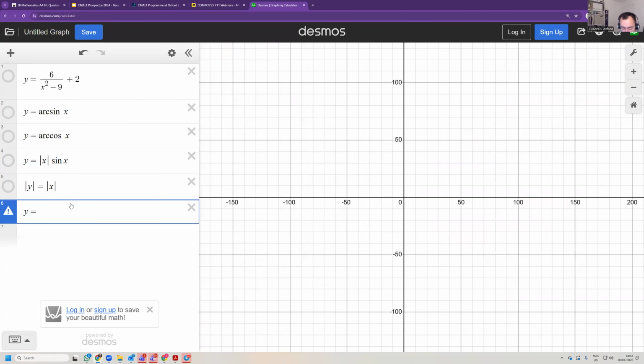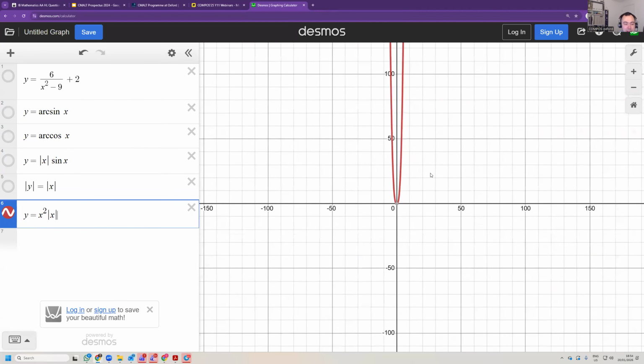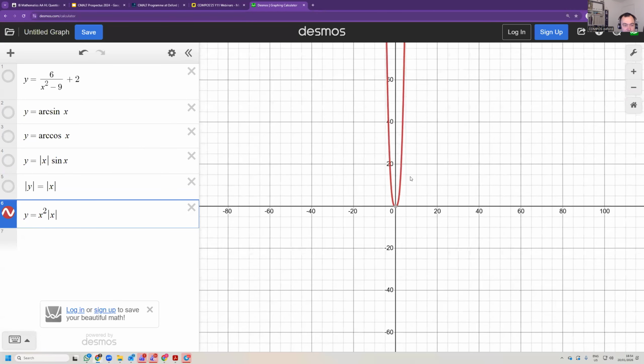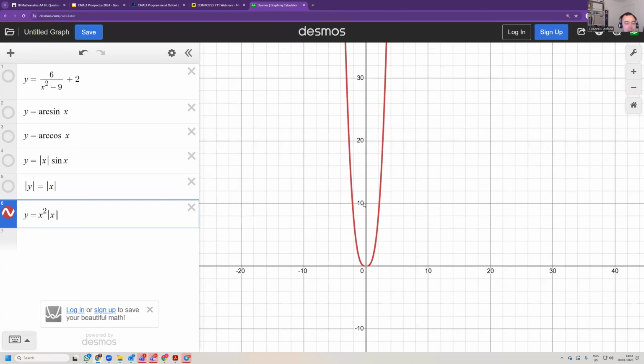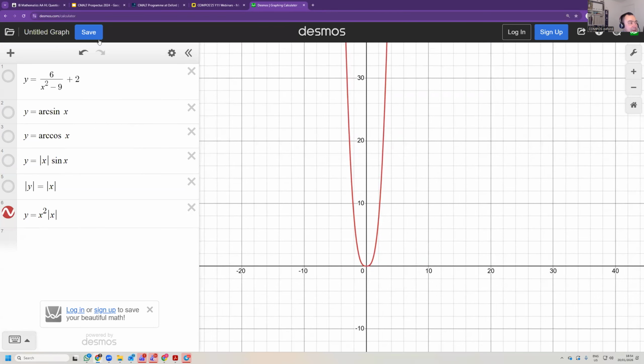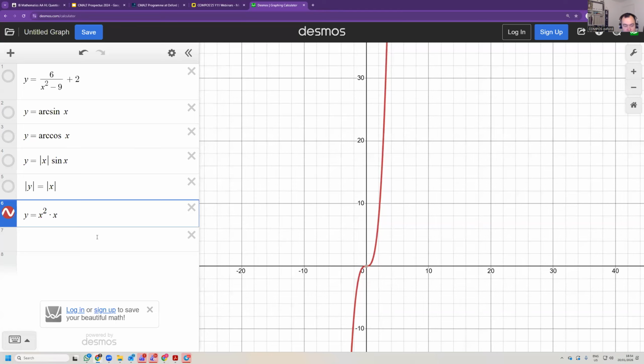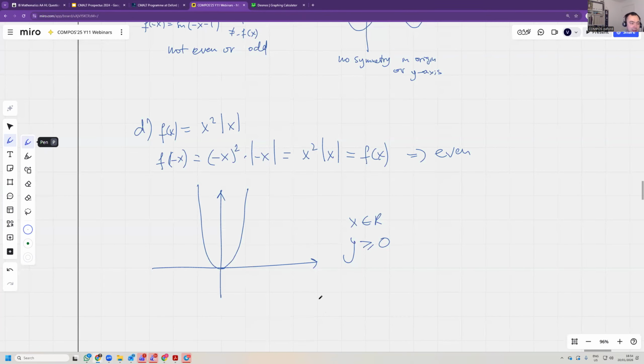It's y equals x squared modulus x. And yes, it looks just like a parabola, except it's steeper. It's like a cubic parabola, but without the negative side. So if you remove this, this is a cubic parabola. Now, if you make it always positive, then it becomes this. Nice. D, E.